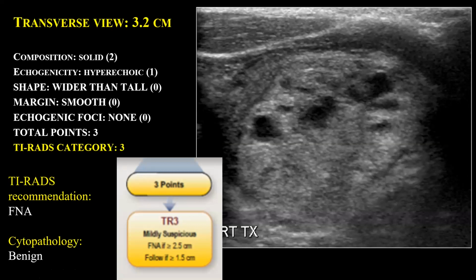Now, it happens to be in this case, this one was actually aspirated, and the cytopathology was benign. Just to reiterate, if this nodule was less than a centimeter with a TI-RADS 3 score, according to the rules, we don't need to follow it. We only need to follow it if it's greater than or equal to 1.5 centimeters.